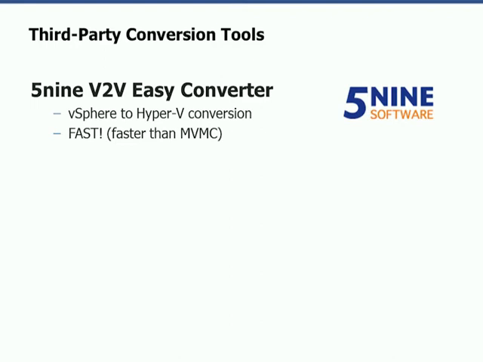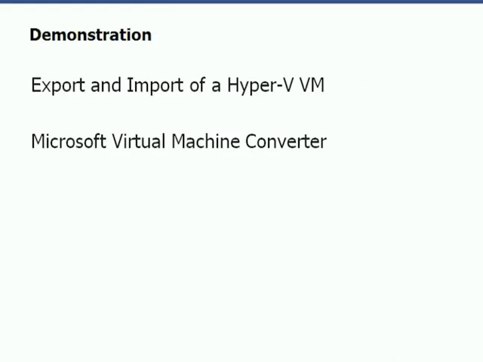So in the demonstration, I'll show you first the Hyper-V Virtual Machine Import, then the Microsoft Virtual Machine Converter, and finally the Five9 V2V Easy Converter. This way you'll have multiple options that you'll be familiar with as to how to move virtual machines from other hypervisors or even from other Windows Server 2012 Hyper-V hosts. So now it's time for our demonstration. First, I'll show you how to export a virtual machine and then import that virtual machine back into Hyper-V. Then I'll show you how to use the Microsoft Virtual Machine Converter. So with that, let's get started.